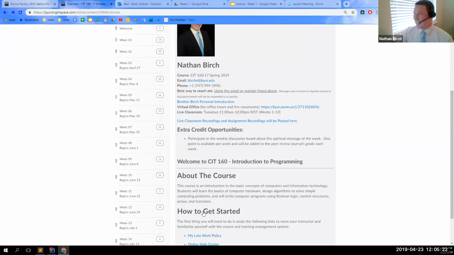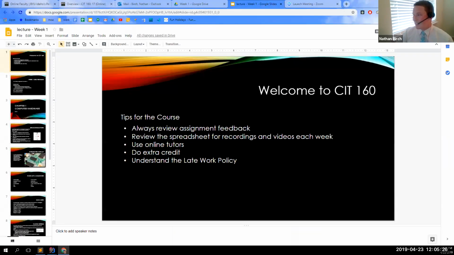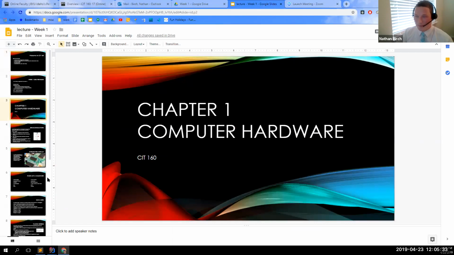In that case, without any further ado, let's dive into chapter 1. Has anybody had a chance to read chapter 1 yet about computer hardware? I've read partially. Nice. Well, good job, Elena.